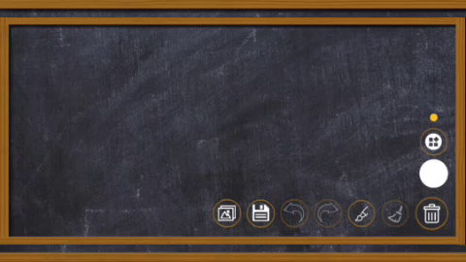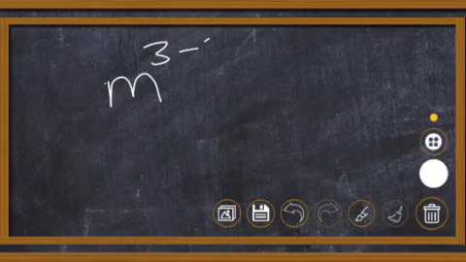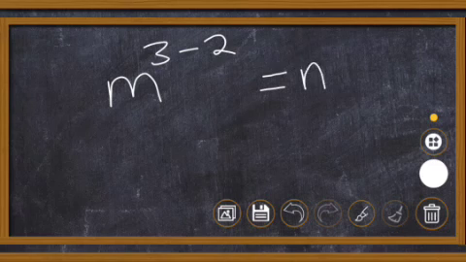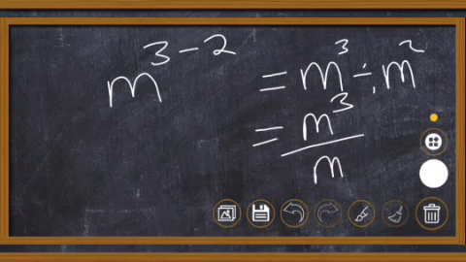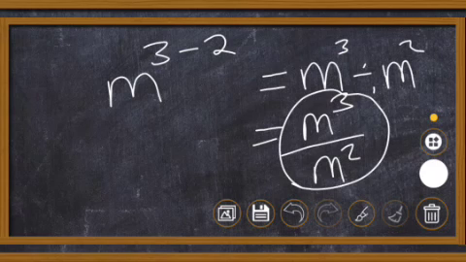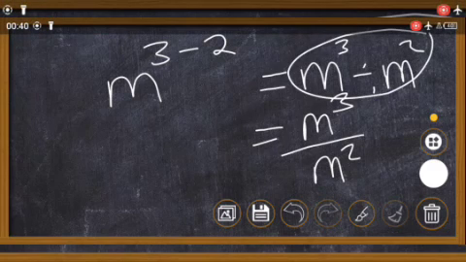However, they may write the answer in advance. What I mean is, you may just be given m power 3 minus 2. All you have to do is understand where this is coming from. Since the power is being subtracted, it means somewhere they had divided the same bases. That is m cubed divided by m squared. This can also be written as m power 3 over m squared. This is just the same thing as this here.